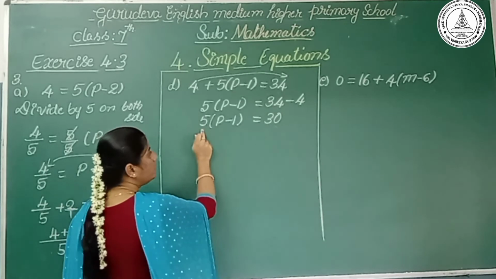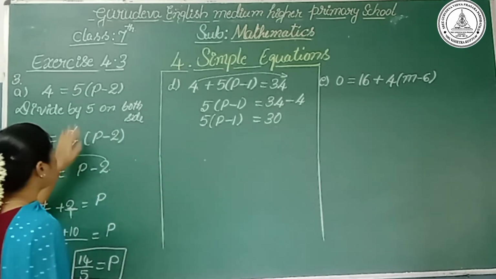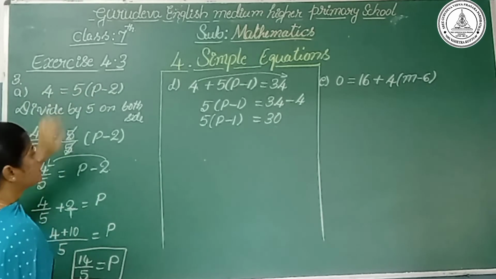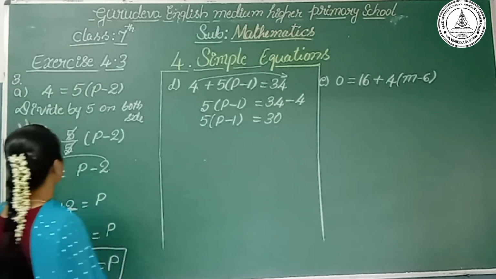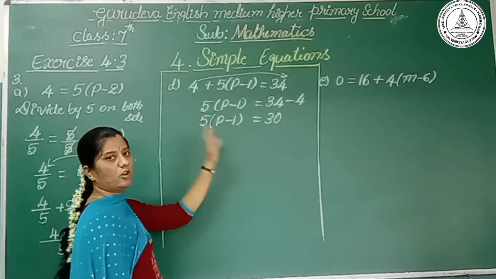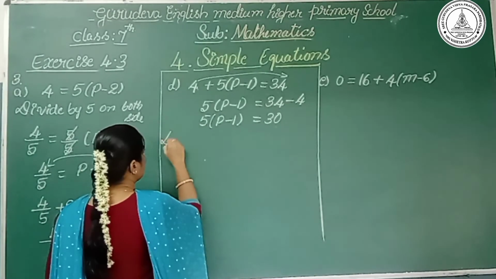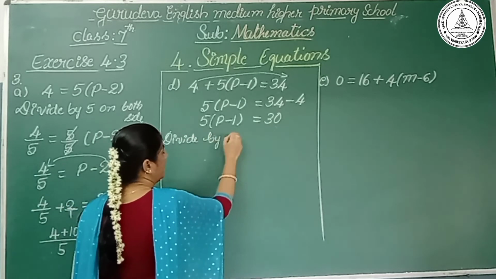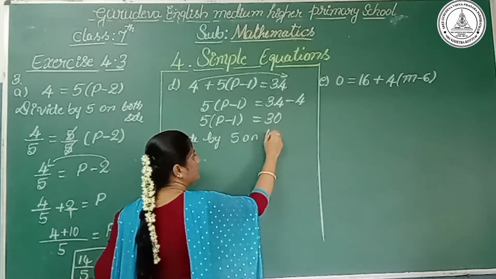Okay, so now you can see here it is of the type A question. So 5 into p minus 1, which is equal to 30. Okay, so first we have to divide by 5 on both sides. So do the next step, divide by 5 on both sides.